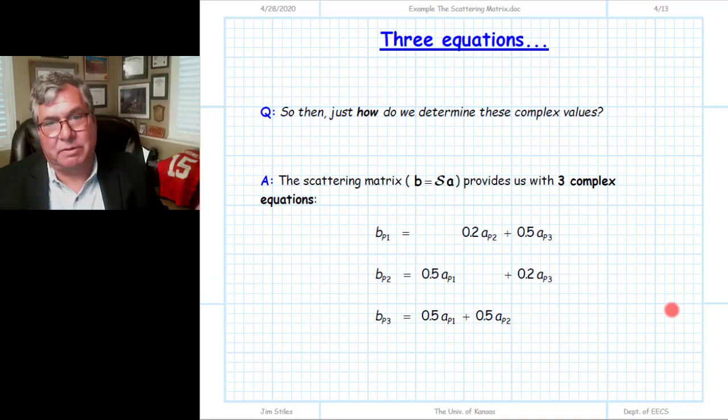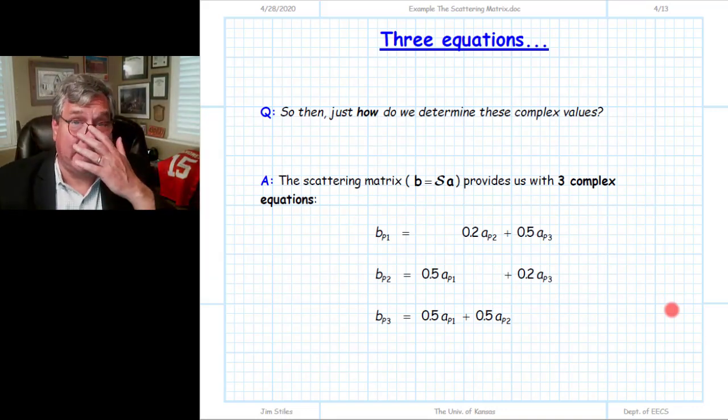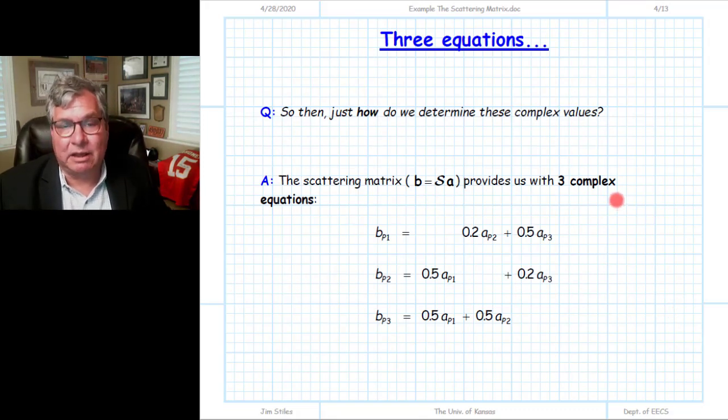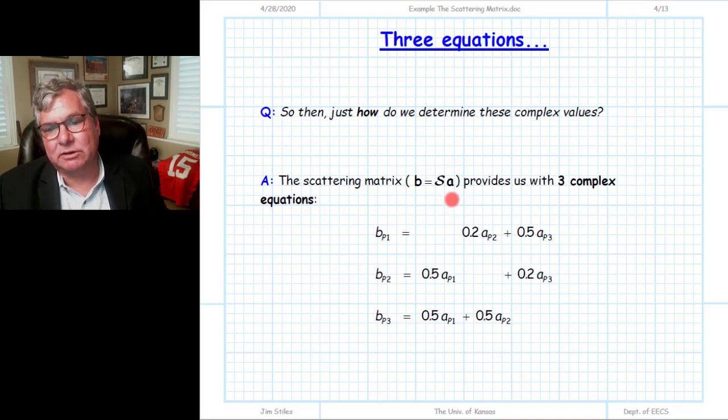Like any problem, we should start by writing down what we know, what facts have been given to us, what facts are relevant. And from those facts, see if we can determine other facts, extend from that until we eventually get the result we seek. So the first thing we know is the results of our scattering matrix equation.